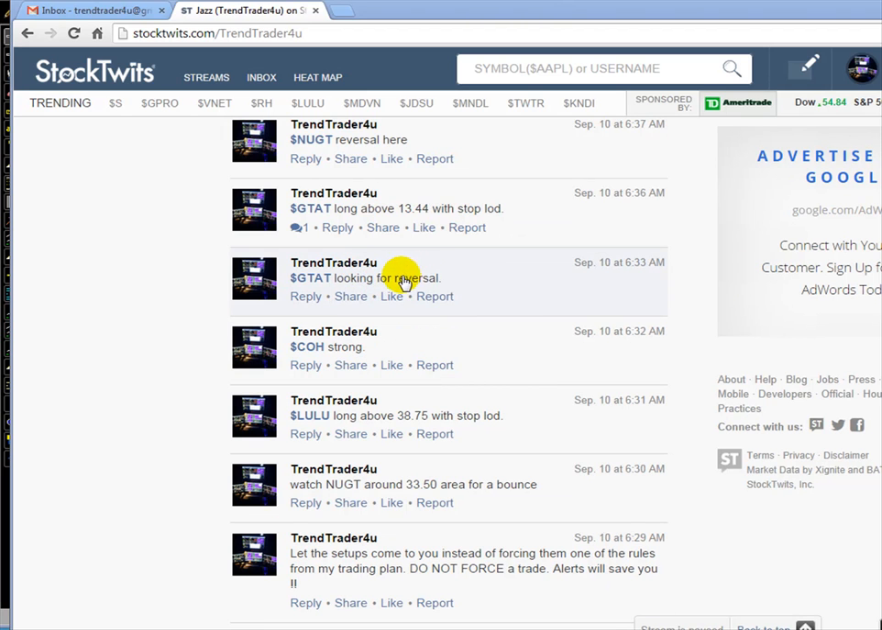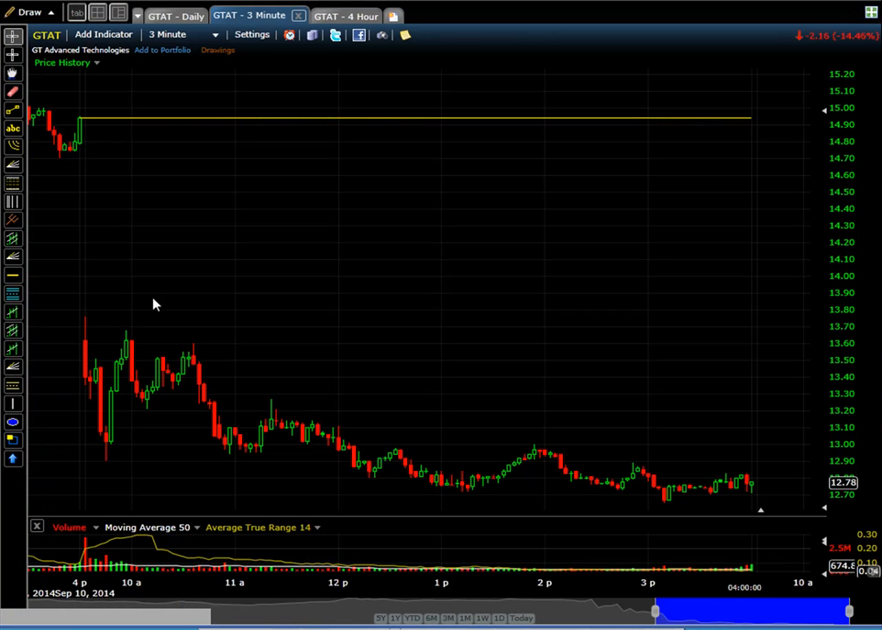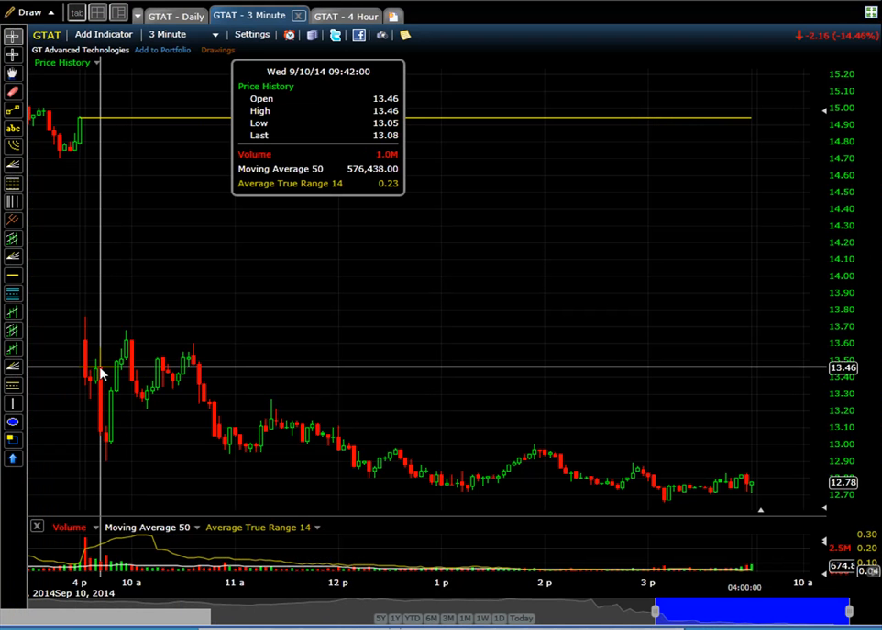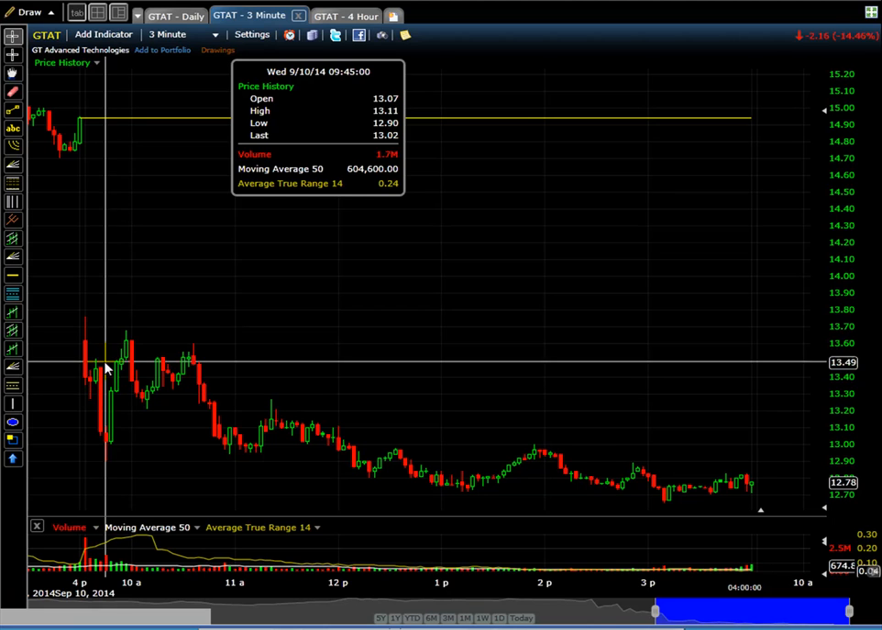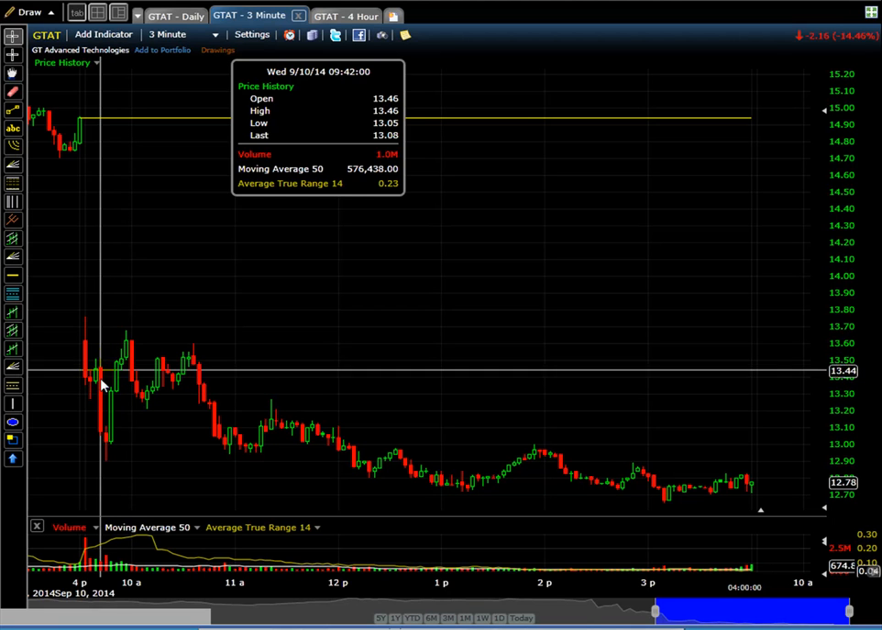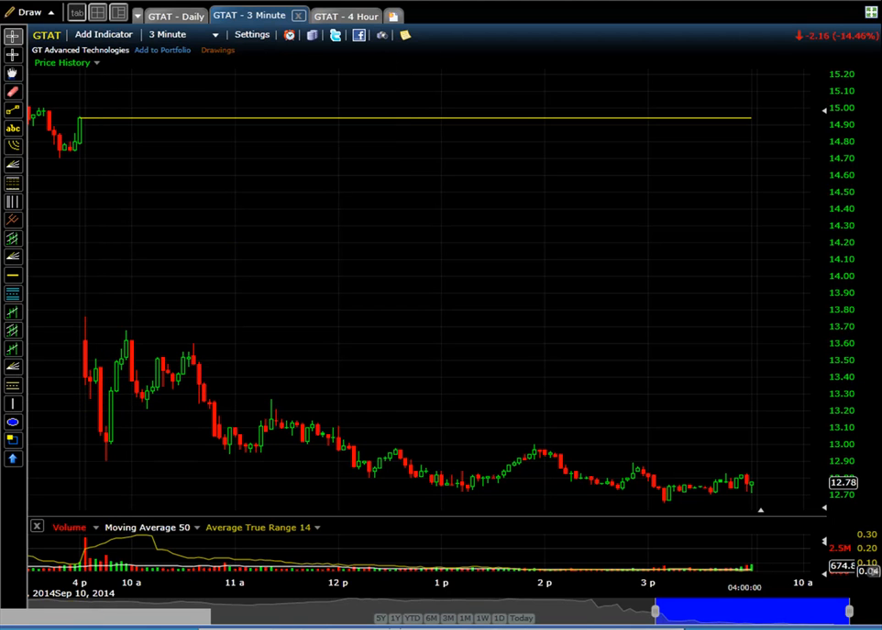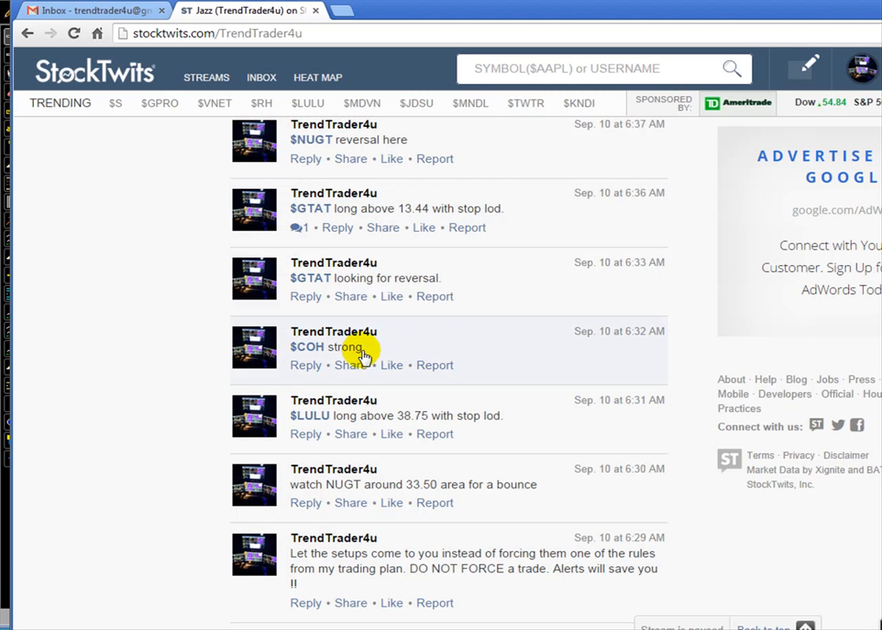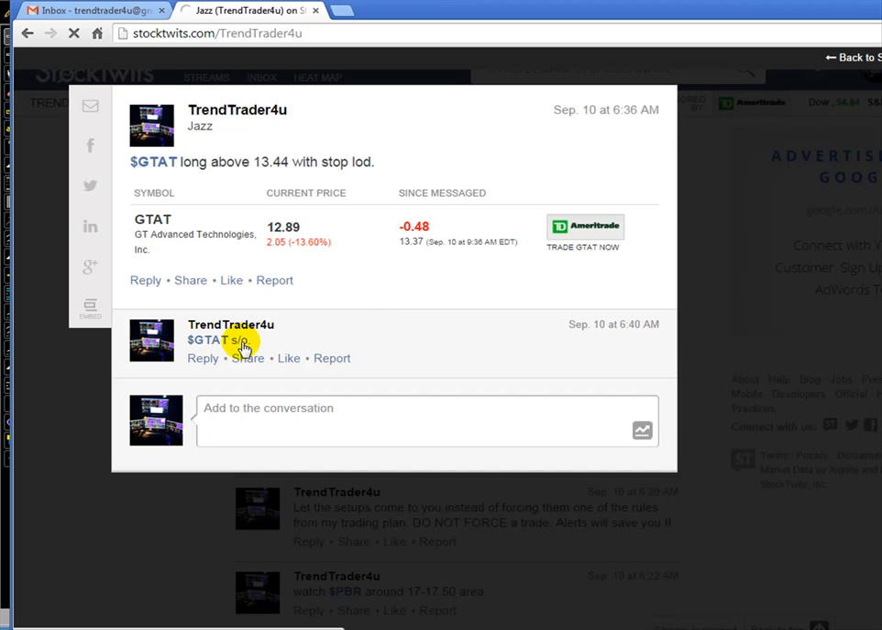Okay, so I called in the morning GTAT. I said, looking for a reversal. GTAT long above, right? This is where I called long above 1344 with the stop at the low of the day. If I go back on here, 1344 is right there. So this trade was a quick stop out. I entered here, and I also called it in there that this was a reversal to look for, with a stop below the day, and I said stop out.